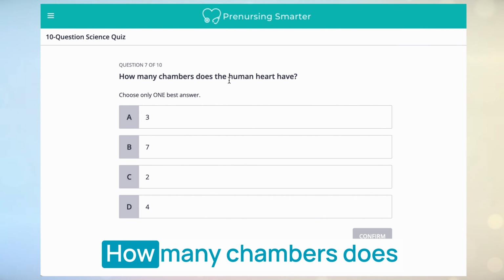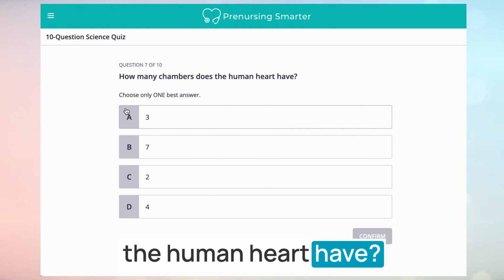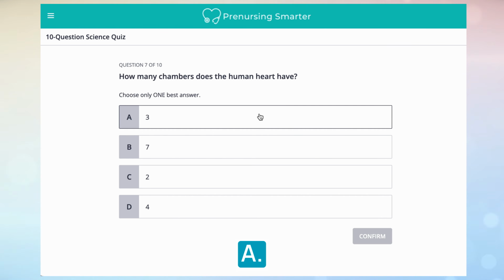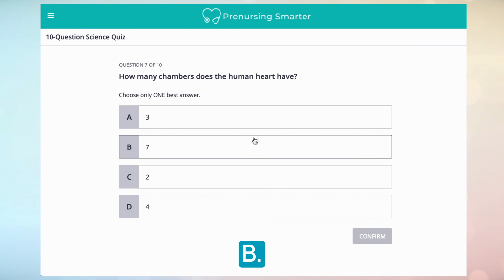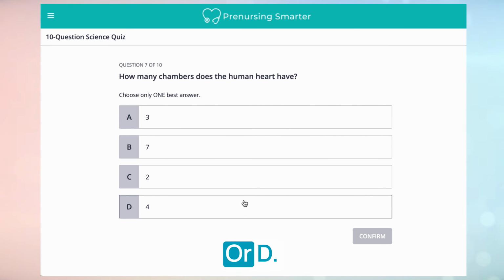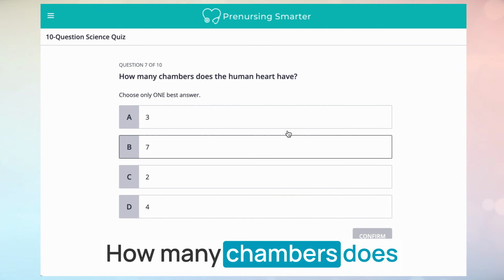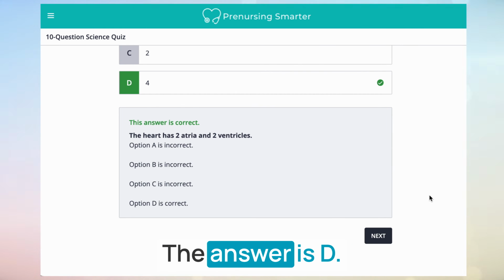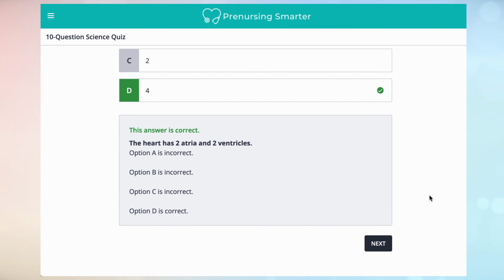Question 7. How many chambers does the human heart have? Choose only one best answer. A. 3. B. 7. C. 2. Or D. 4. How many chambers does the human heart have? The answer is D. 4.